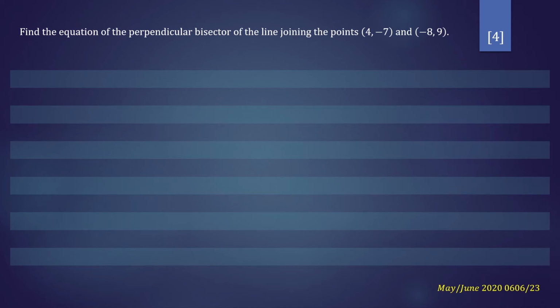Welcome back everyone. In this question we want to find the equation of the perpendicular bisector of the line joining the points (4, -7) and (-8, 9). Let's just draw a rough sketch to see what we need to do.